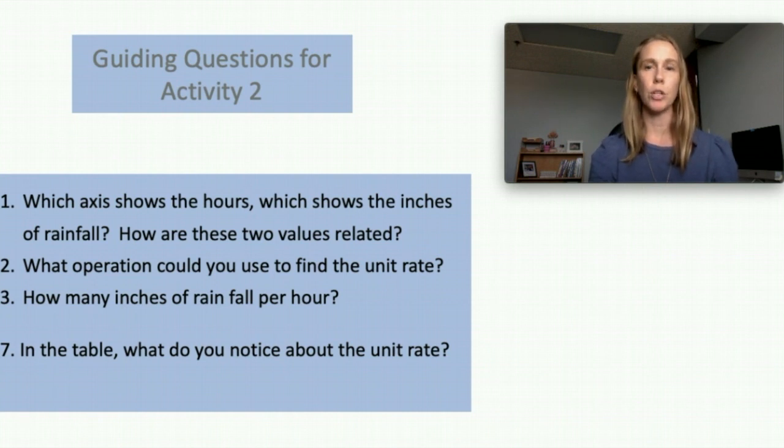The second part, you can use the table to answer the questions, but number 7 specifically asks you how you know. But think about in the table, what do you notice about the unit rate? And that'll help you create an answer for number 7.